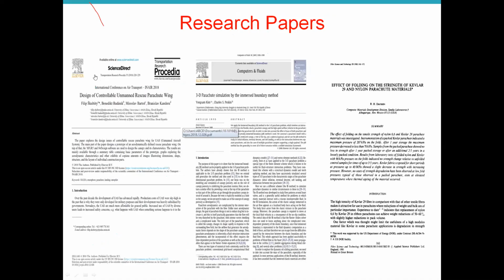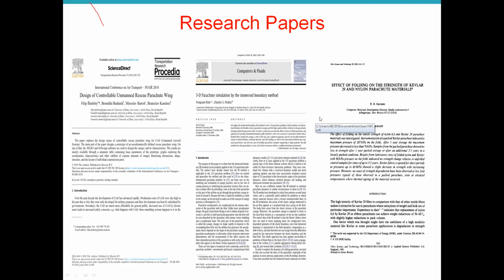So these are the research papers which we have found from the internet, from a well-known journal, as well as from Sandia Laboratories of the United States. As you can see, we have three papers. The first paper right here is related to parachute wing design. And the second one is parachute.